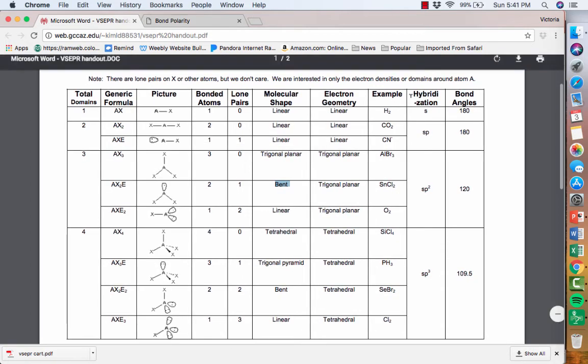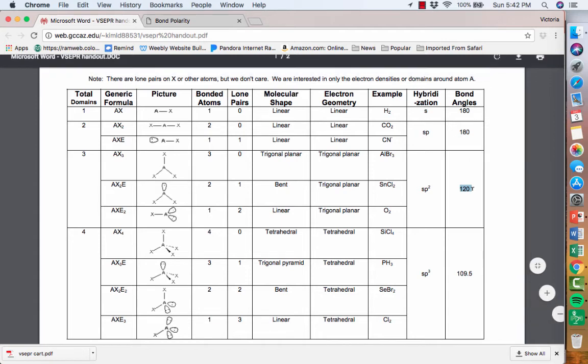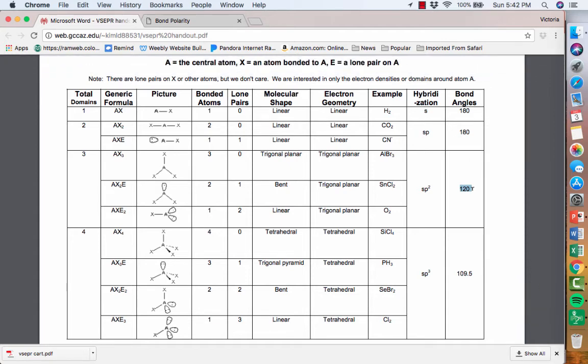And we're going to skip the hybridization column, but going over into the bond angles, the last column, it tells me that my X's, in this case my oxygens, are going to be 120 degrees away from each other. So let's put all that together.